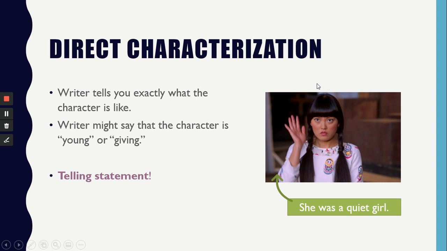Direct characterization is when a writer directly tells you what that character is like. If a character is described as young or giving, that just straight up tells us that this character could be assigned that character trait. They're young, they're giving. So this is a telling statement. If an author says she was a quiet girl, again, that's directly telling us we could say that a character trait for this character is that she is quiet.